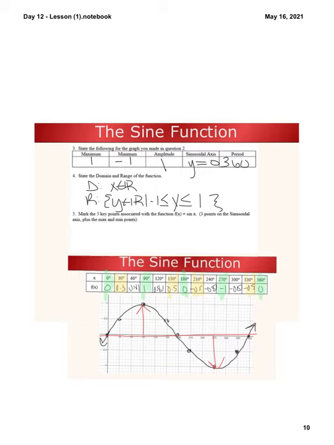The last thing that we have to do is mark the 5 key points associated with sine x. So these are the 5 that I've highlighted in green right here. I said that those are the most important ones. The (0, 0), which is where it starts. The (90, 1), which is my maximum. The (180, 0), which is right back down here to this sinusoidal axis again. And then the (270, -1), this is my minimum. And then the (360, 0), this is the ending of my first period.